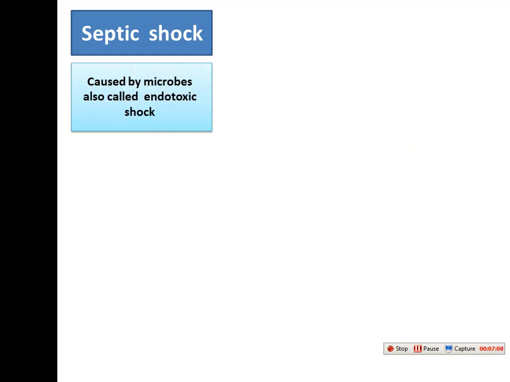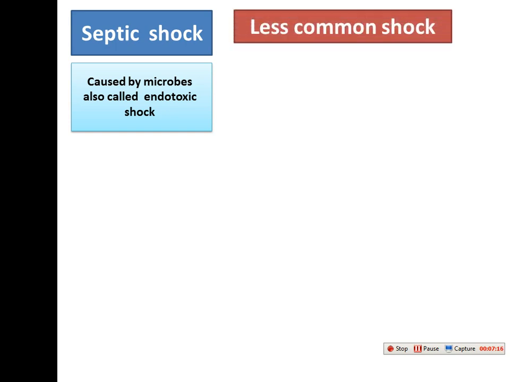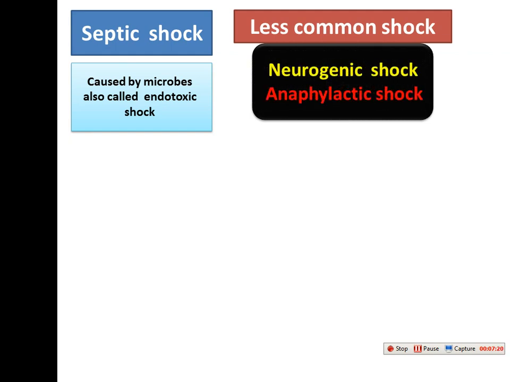As I said, we have other types of shock like septic shock, which is caused by microbes, and they also call it endotoxic shock. Also, we have the less common shocks like neurogenic shock, which is related to nervous system disorders, or anaphylactic shock. Anaphylactic shock occurs because of an allergen. We also have bronchial constriction, narrowing of the bronchi as in asthma, and this leads to vasodilatation, another way to lose fluid from the blood, leading to hypovolemic shock and reduced cardiac output, and also hypotension and shock.